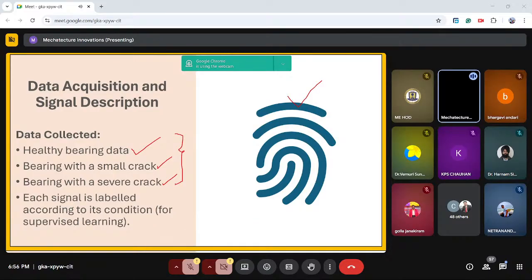Because AI is also like a human. If I recruit a new person, he doesn't know anything. When I make an AI program, it also doesn't know anything. So I have to train AI the same way I train a human, by providing healthy data, already cracked data, and already severely cracked data. A human is also shown how the data would look on different scales. Since I am supervising the learning by training my data, the kind of AI I will use is supervised learning.